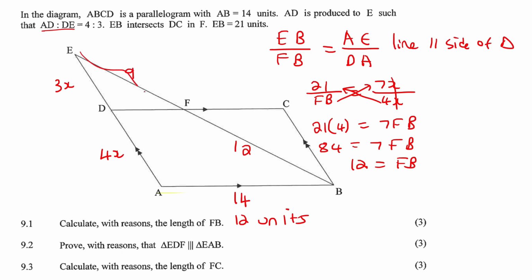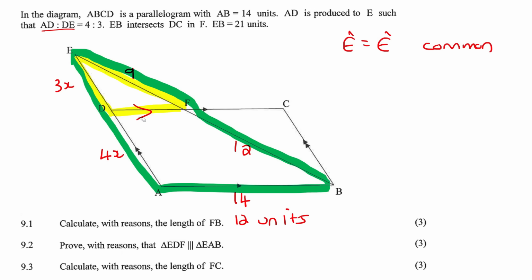Prove with reasons that this triangle is similar to this triangle. So EDF similar to EAB. So the first thing you would realize is that these angles are common. So you could say that angle E is equal to angle E, and that's because of common. The next one is easy. These two lines are parallel, so we could actually just use corresponding angles there. So angle EDF is going to be the same as angle A, and that's because of corresponding angles, because the line DF is parallel to AB.